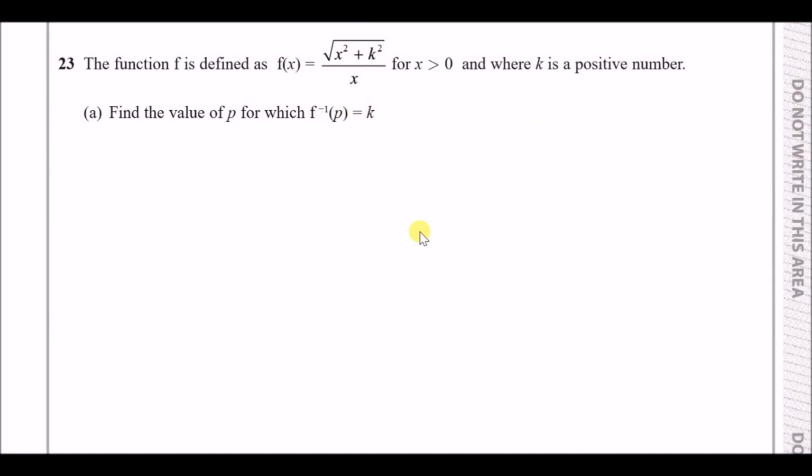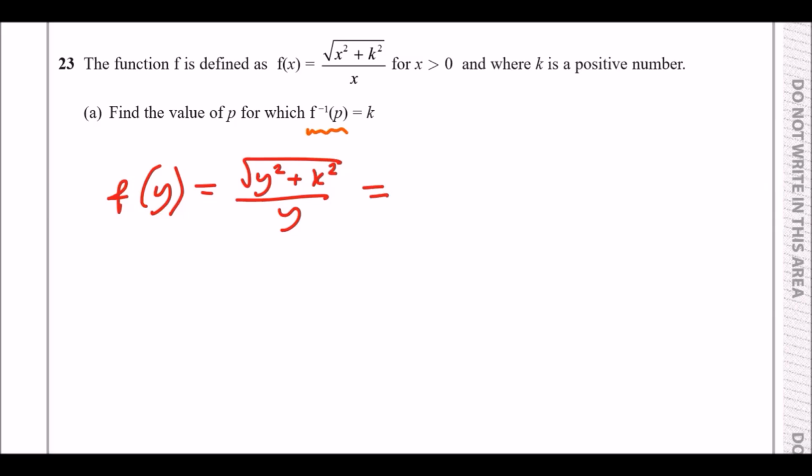So what this is telling us is, firstly, we need an expression for the inverse function. Let me just change the color of my pen. Finding an inverse function is very easy. Just replace the letters with y, so replace f(x) with f(y). It's going to be the square root of y squared plus k squared, over y. And now we make this equal to x. In this case, because they want us to find the value of p, we're going to replace this x with the letter p, because that's what they want.